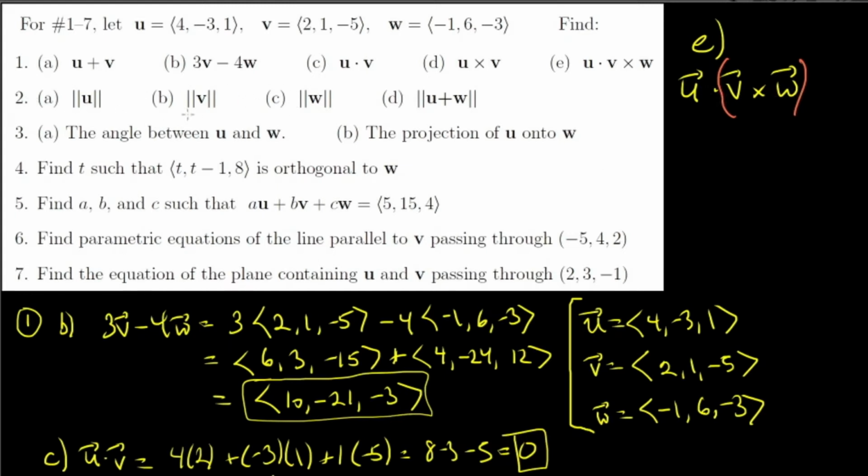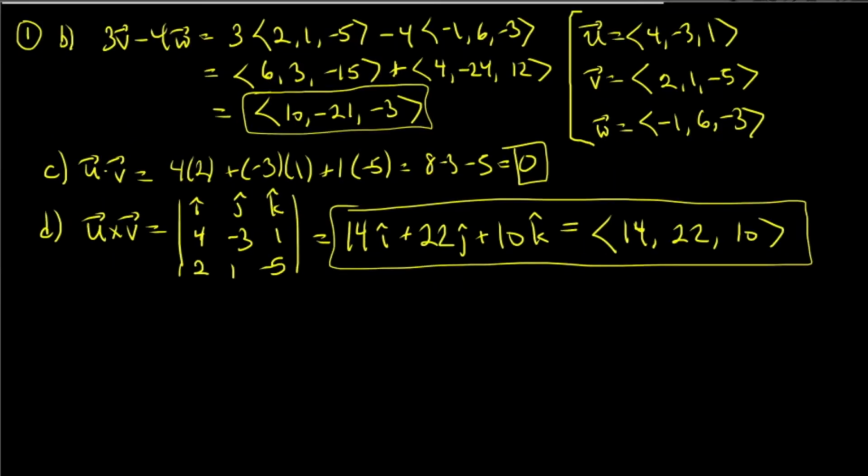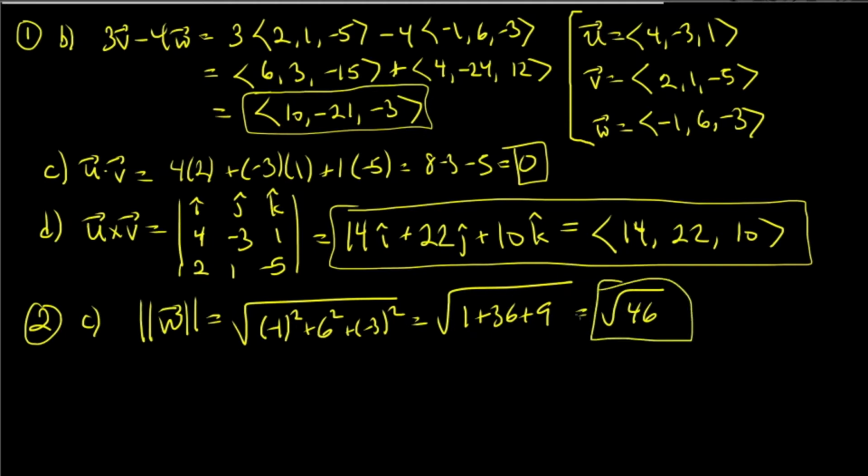So which one should we do here? How about 2C? 2C is just take the magnitude of W. The magnitude of any vector, we've done this many times, is the square root of the sum of the squares of the components. So square root of 1 plus 36 plus 9. So I guess it's the square root of 46, which is 2 times 23, so I don't think we can simplify that. We'll leave it as square root of 46.